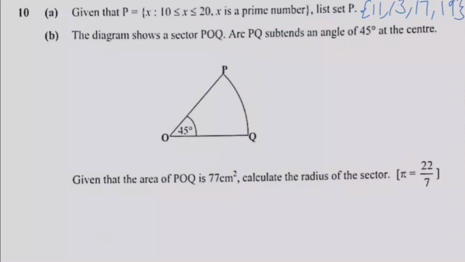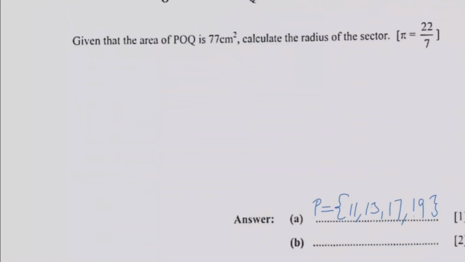To calculate the radius of the sector, we need to write the formula for finding the area. Area of the sector of a circle is equal to theta over 360 degrees times pi. Let me just write the formula, then radius squared, like that.